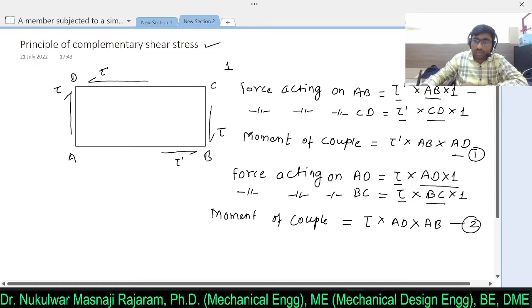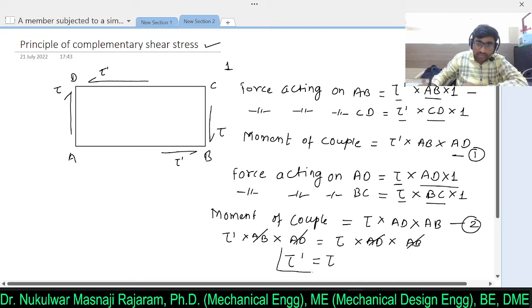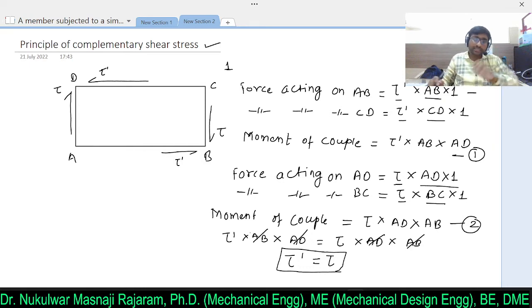If you look at equation number 1 and equation number 2, then I can conclude that tau dash into AB into AD is equal to tau into AD into AB. Here AB and AB get cancelled, AD and AD get cancelled. So from this derivation of the principle of complementary shear stress, I can say that tau dash is equal to tau. So this is known as the principle of complementary shear stress.